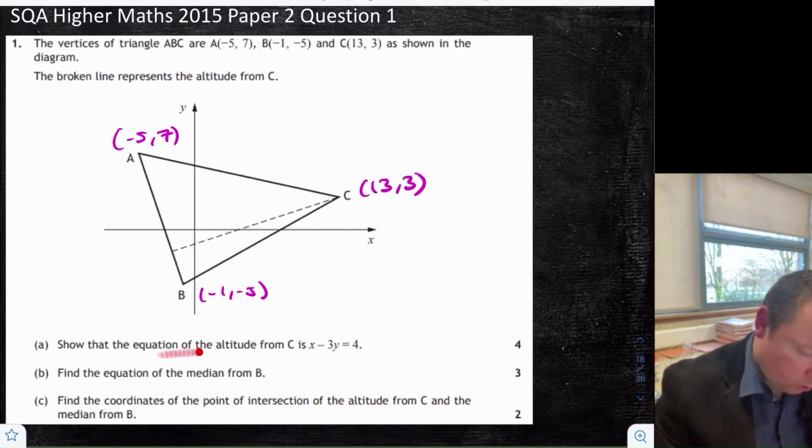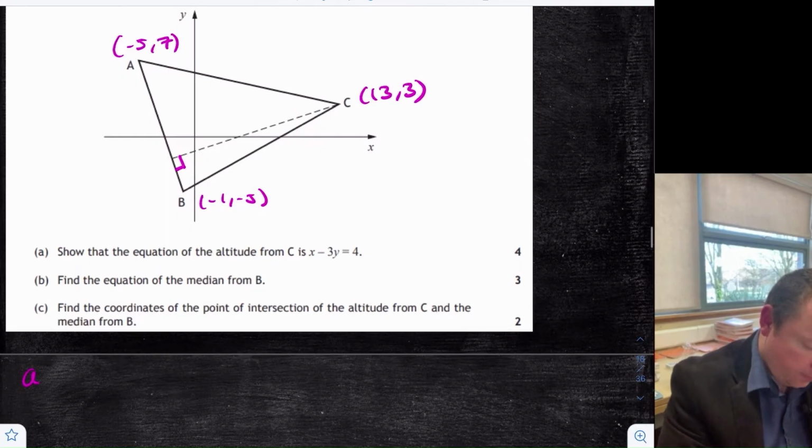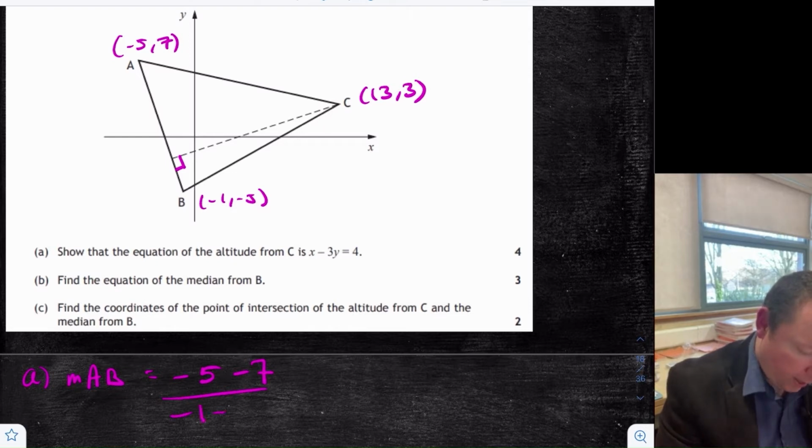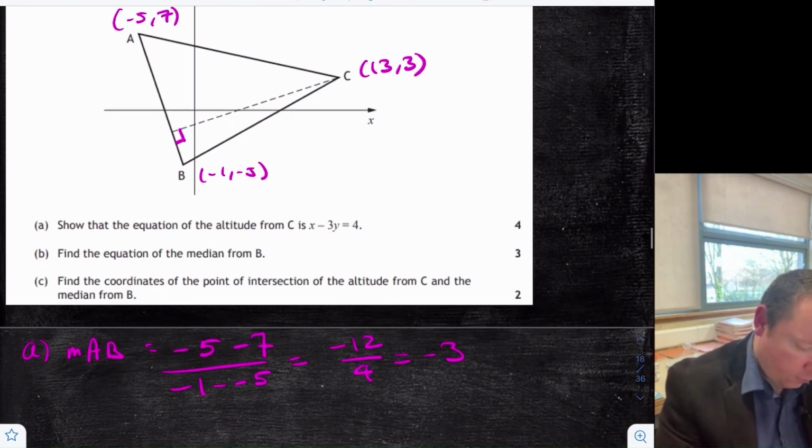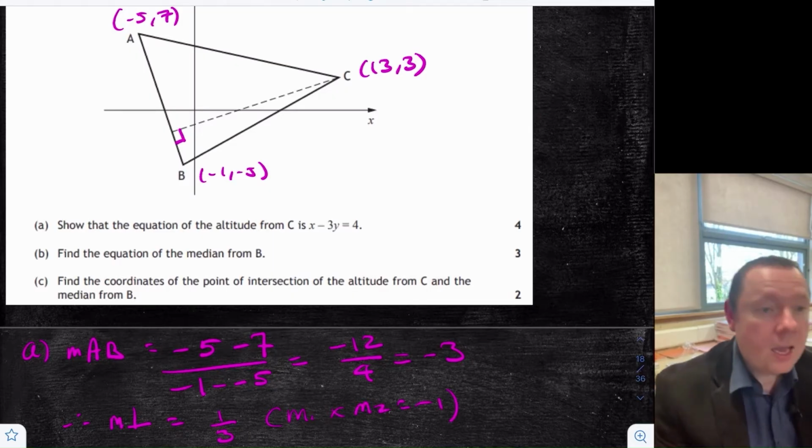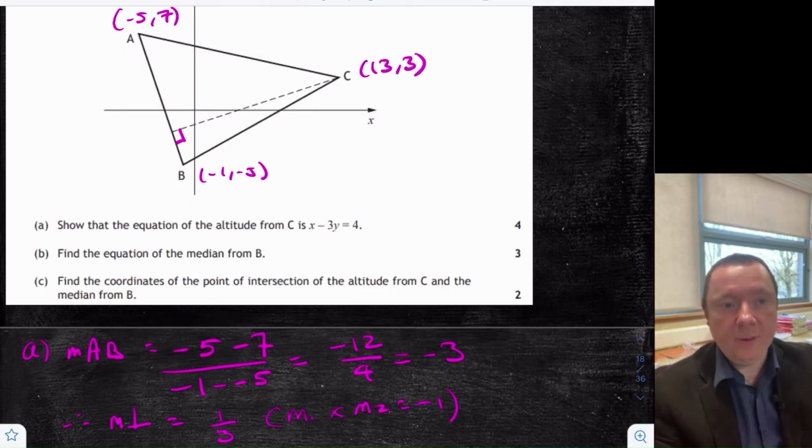So altitude first, so it cuts the opposite side at right angles. So I need to use m1 times m2 equals -1. So for part A, the gradient of AB is equal to y2 minus y1 over x2 minus x1. So that's minus 12 over 4, which is minus 3. Therefore, the gradient of the perpendicular is equal to a third because m1 times m2 equals -1. And you've got 2 marks already for getting the gradient and then the perpendicular gradient.